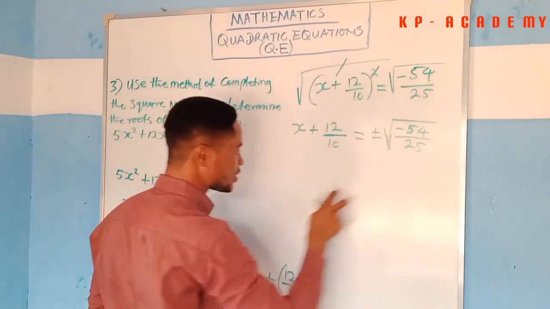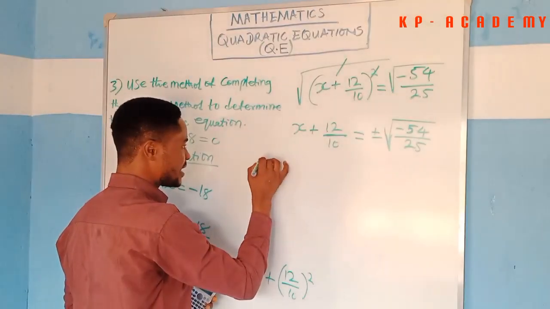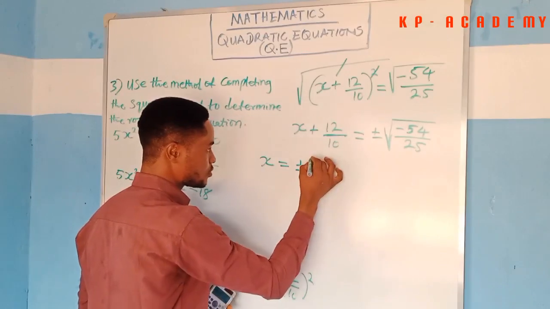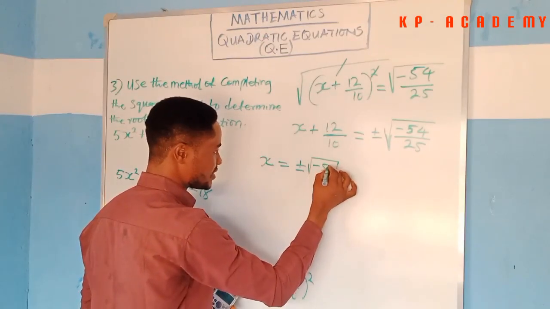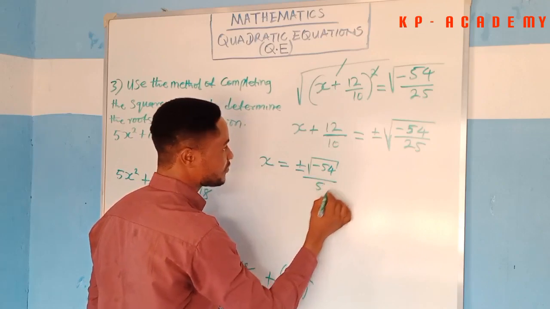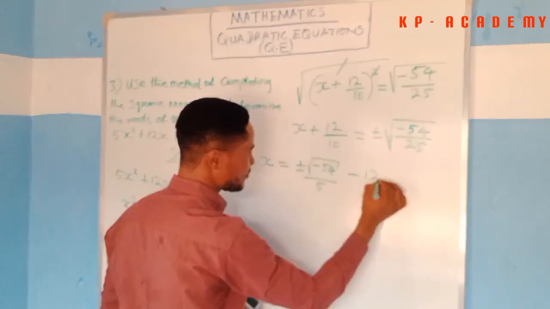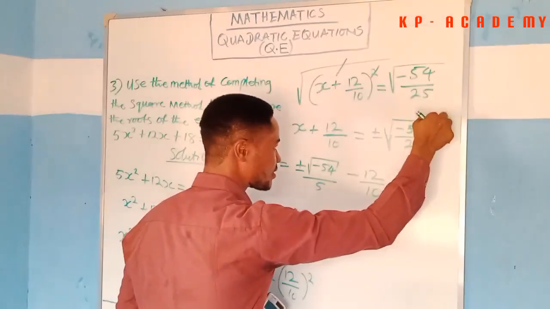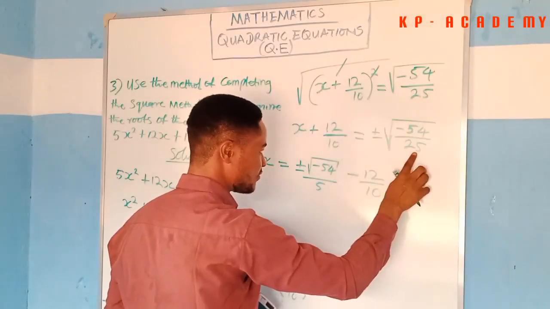Let's take it over to the other side of the equation such that x will be equal to plus or minus square root of minus 54 all over 5 minus 12 over 10. Now watch what I've done here. This square root is for minus 54 and also 25.